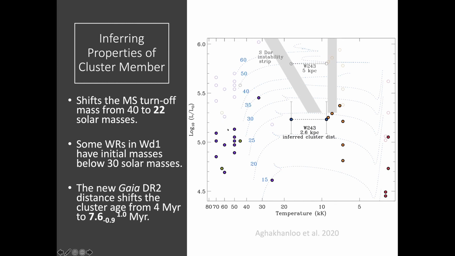You can see Wolf-Rayet stars in purple, yellow hypergiants, red supergiants. So Westerlund 1, based on the new Gaia DR2 distance estimate, is a lot less massive and a lot older cluster. And the initial mass of LBV W243 and the magnetar reduced from 40 solar masses to 22, which is more consistent with the binary evolution rather than single star scenario.